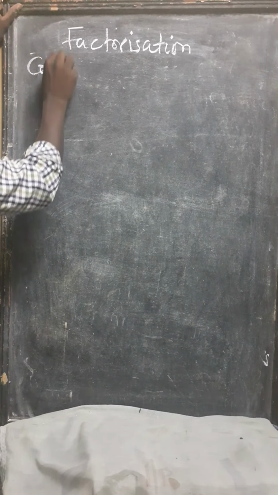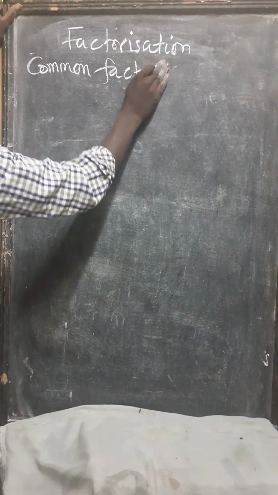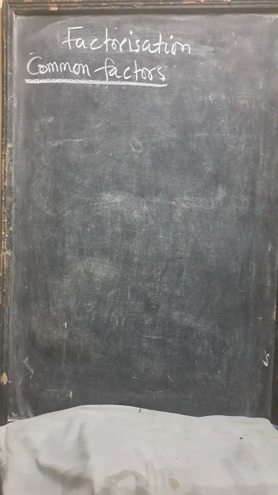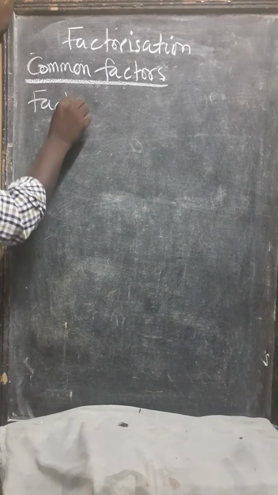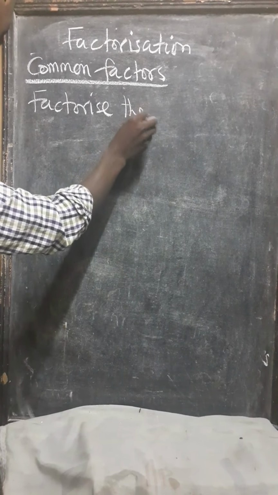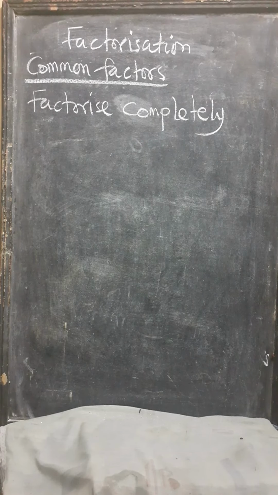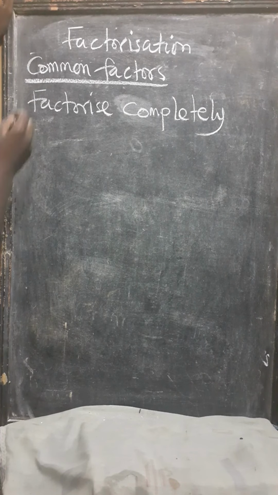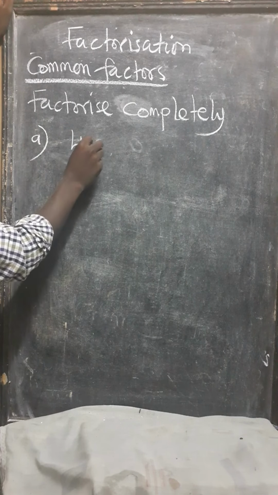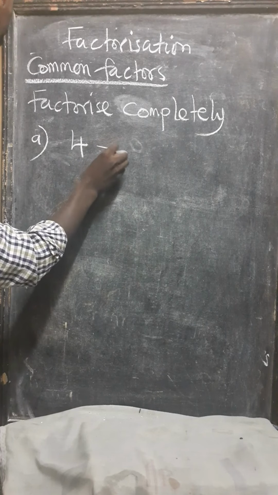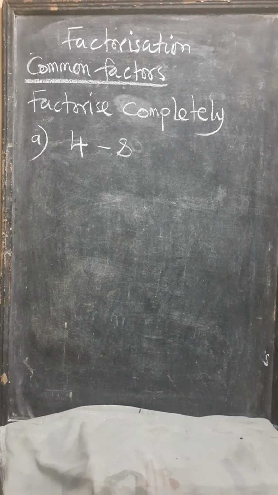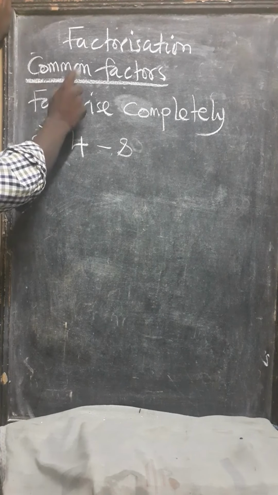So, common factors method of factorization. Common, okay, meaning something that is common. For instance, if we say factorize completely, okay, this word is always emphasized for a reason that I'm going to explain. So we are looking at this method, which is factorization by common factors. So if we have 4 minus 8, okay, just to introduce you to the concept of factorization by a common factor.